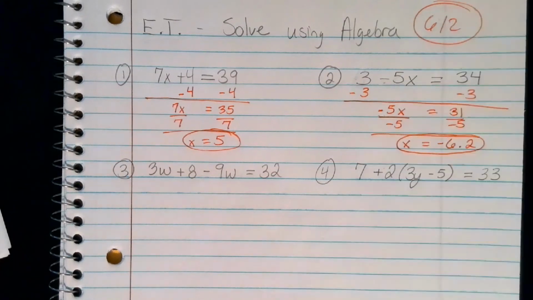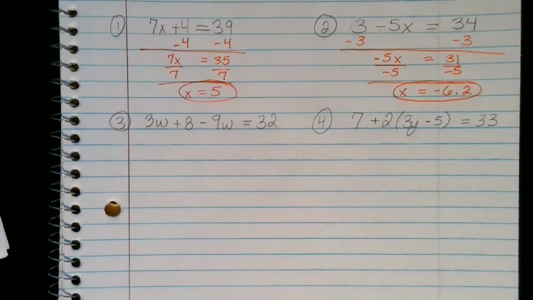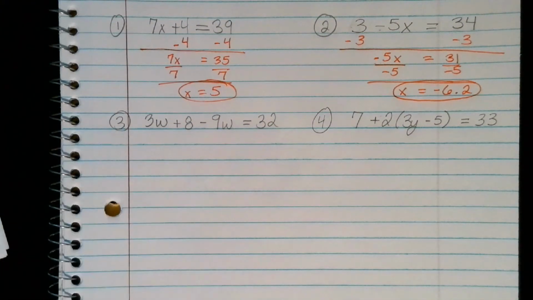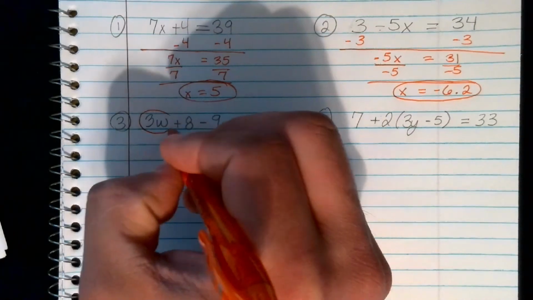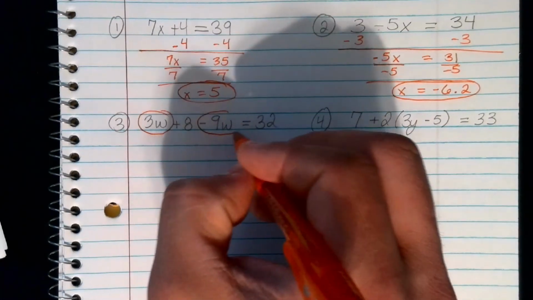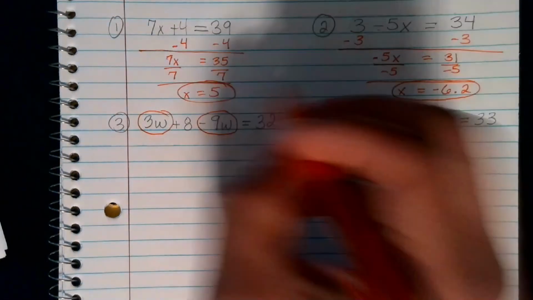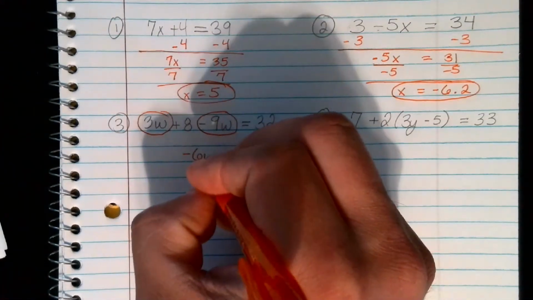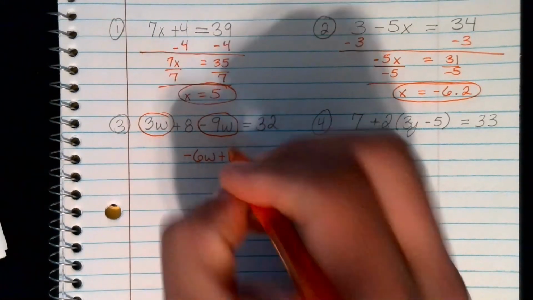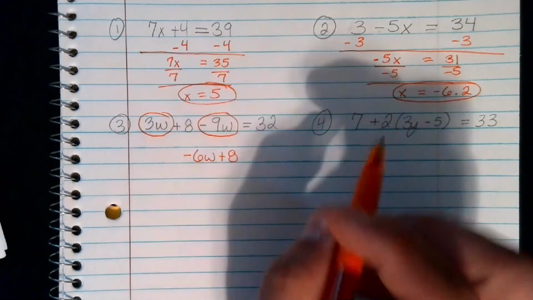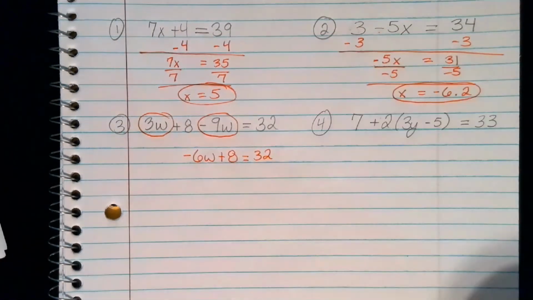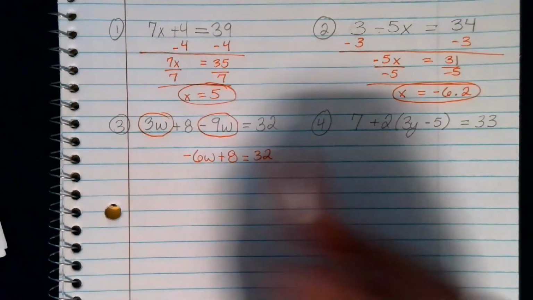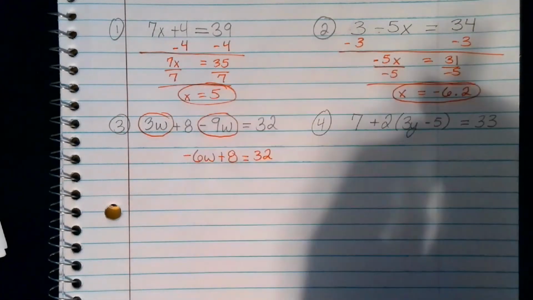Alright. 3 and 4 are going to have some simplifying steps here. On number 3 here, to get w alone, I'm going to first work smarter, not harder, and try to have an easier equation to solve by combining like terms first. This is a simplifying step. This gives me negative 6w plus 8. That's just by combining positive 3w with negative 9w. I bring down my equals 32. So it's not an algebra step. I'm not manipulating both sides. I just cleaned up this left-hand side here.